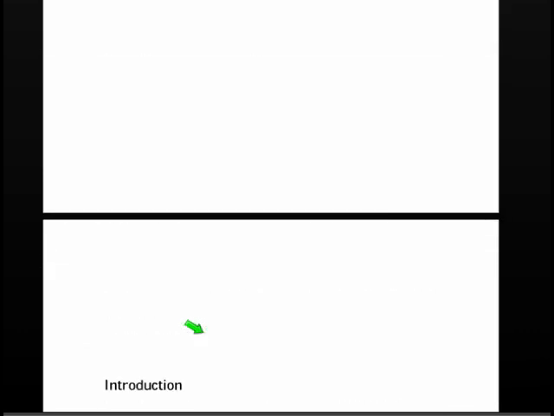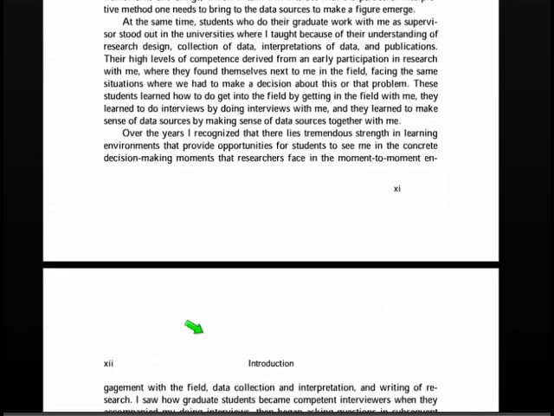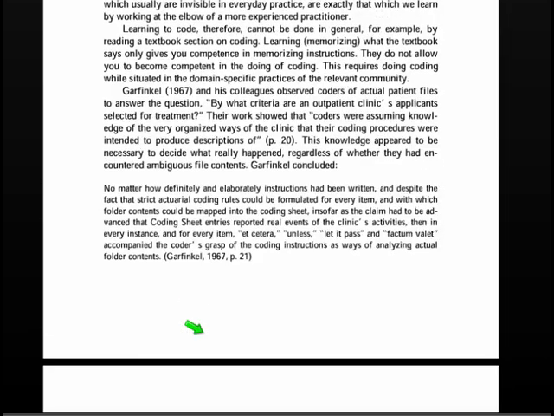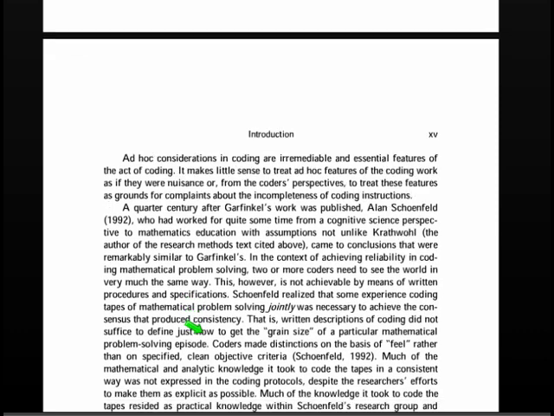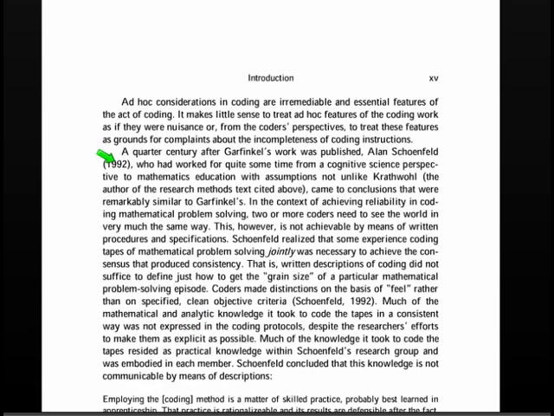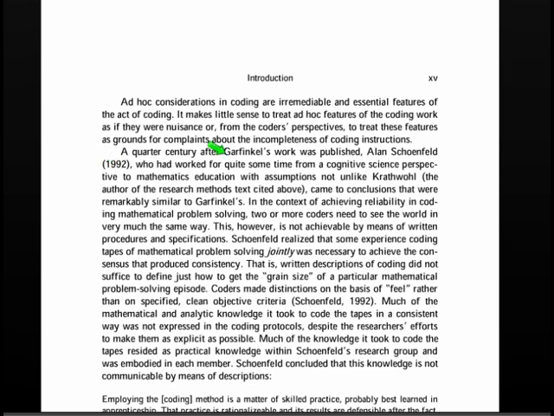I've made the entire introduction available to you, but I'm not going to cover it here. It describes some important aspects of how he chose to share pieces of his research. What I found interesting, and the reason I came across his book, was he talks about this guy Garfinkel on page minus 15 of the introduction.